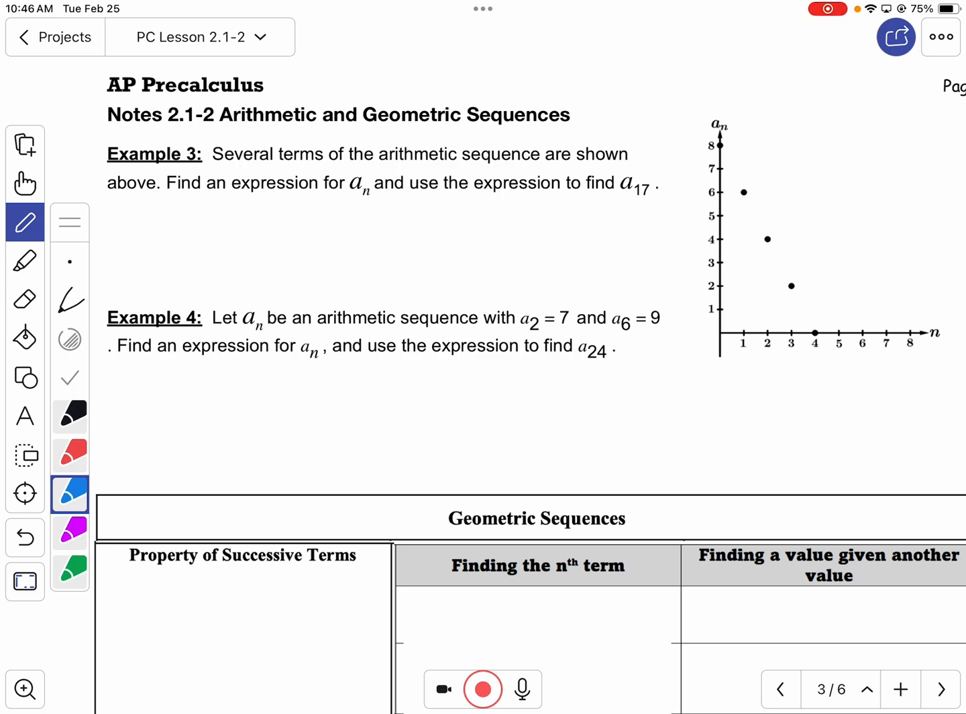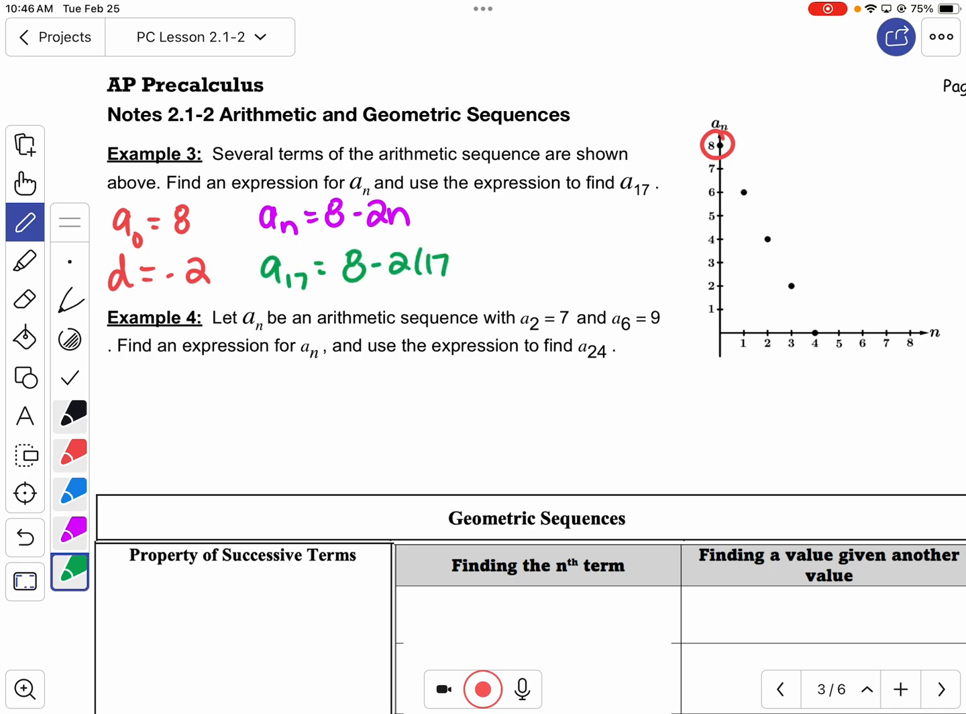So if we look at this first one, did they give me the 0 term in my graph? Yeah, they did. So a sub 0 is 8. What's my slope going to be? -2. So my common difference is we're going down by 2. And so if we write our expression, a sub n would be 8 minus 2n. And so if we want a sub 17, we could just plug that in. 8 minus 2 times 17 is -26.